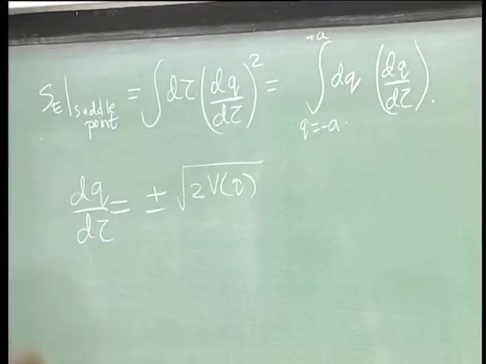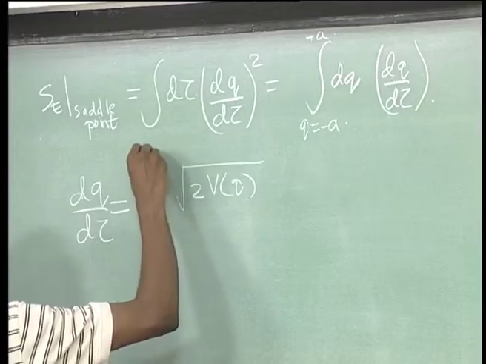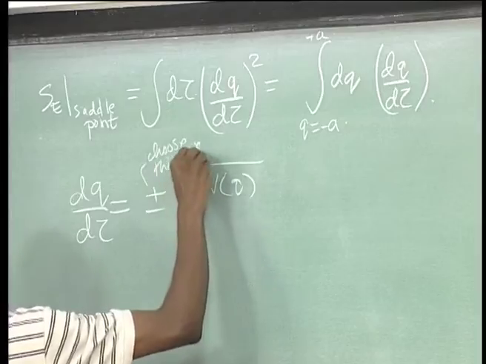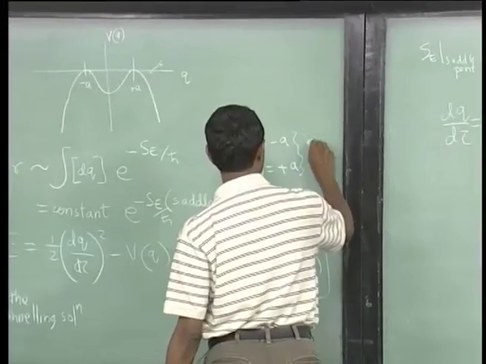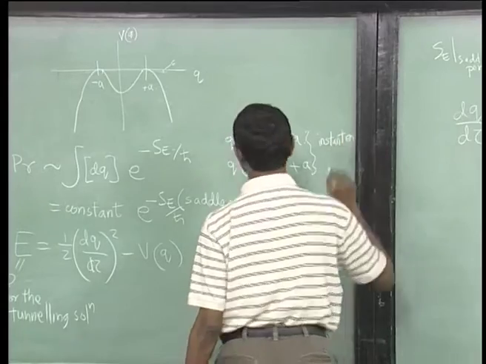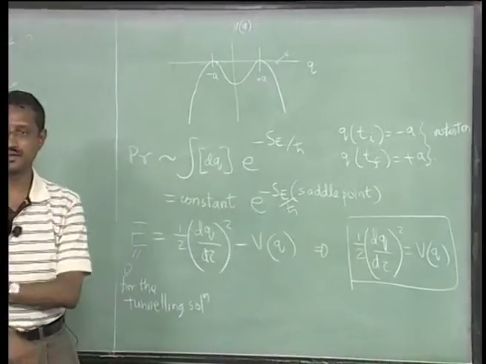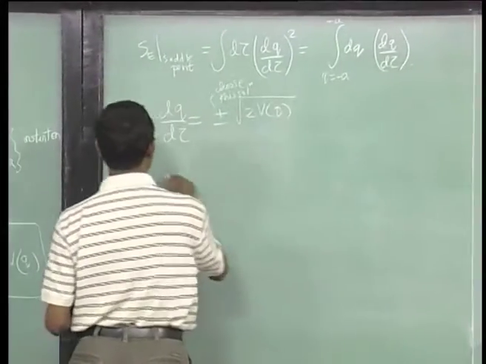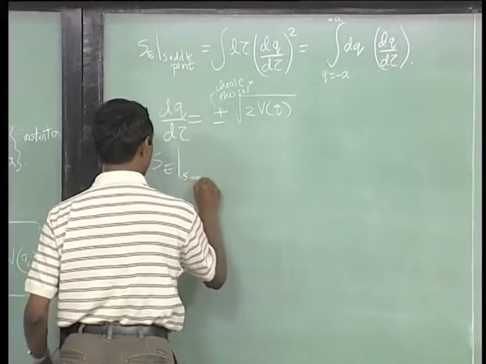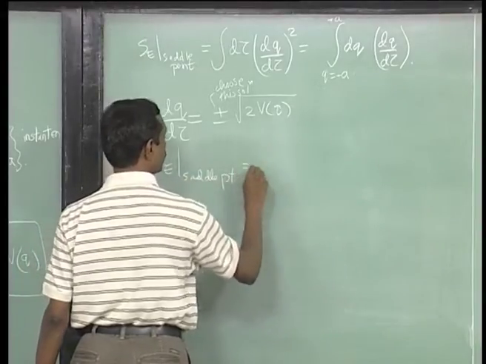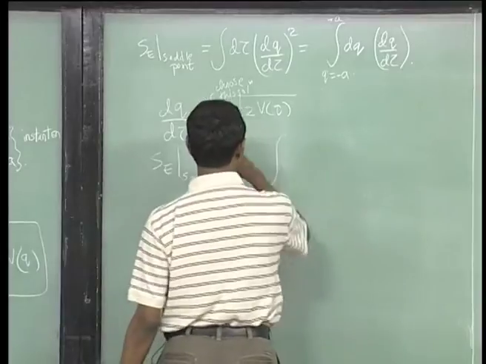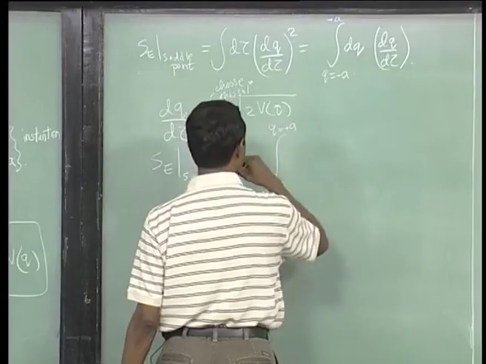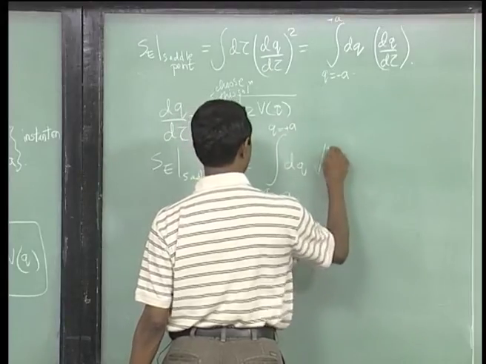Okay. So, we will choose this. We will call this an instanton, and the opposite guy we will call anti-instanton. Okay. So, this tells you we just have to choose this. So, we get S Euclidean evaluated at the saddle point is equal to the integral from q equal to minus a to q equal to plus a dq of square root of 2V.